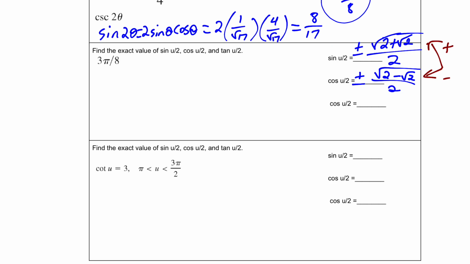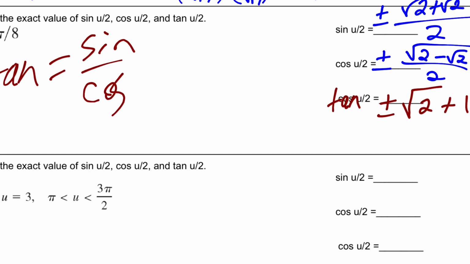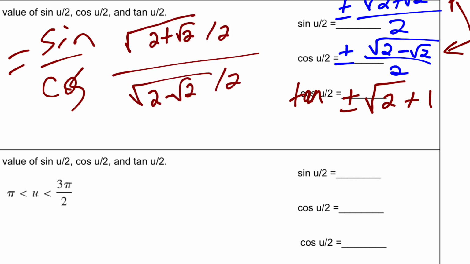Then, tangent, we can just use sine over cos. So we should actually rewrite this as tangent, because that's what it is. And our answer is going to be plus or minus the square root of 2 plus 1. Let's see how we get there. Well, the first step is to do it like this, where the 2's cancel out. After that, if I want to deal with the square roots, I have to find a way to get rid of these radicals.